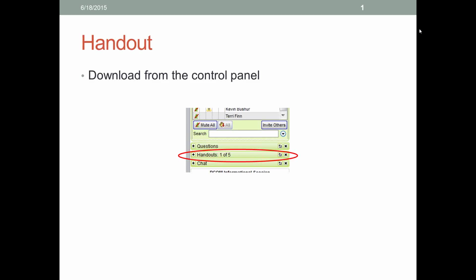Okay, I think we're going to go ahead and get started today. We have a few more stragglers probably coming in after we get started, but that's okay.